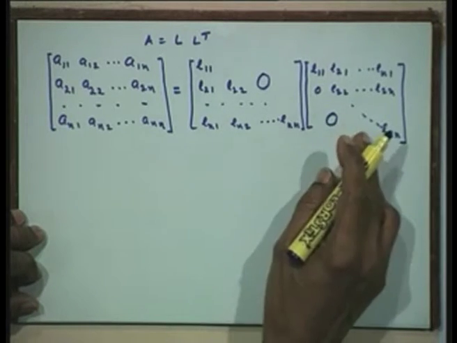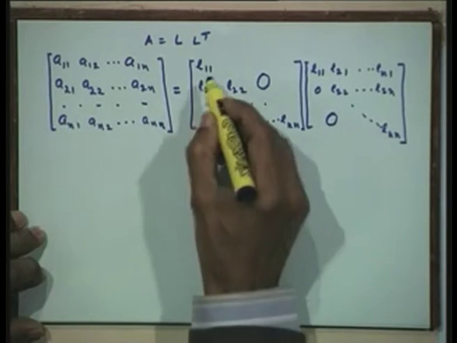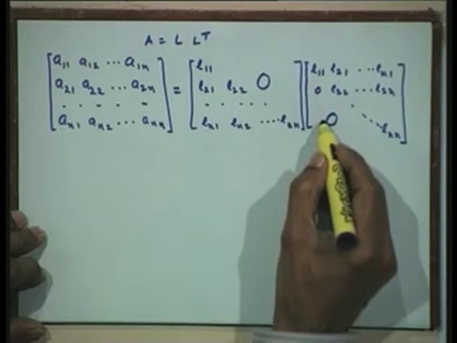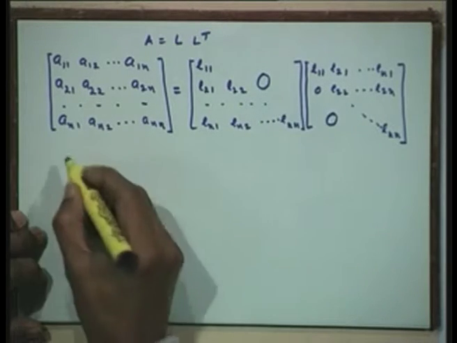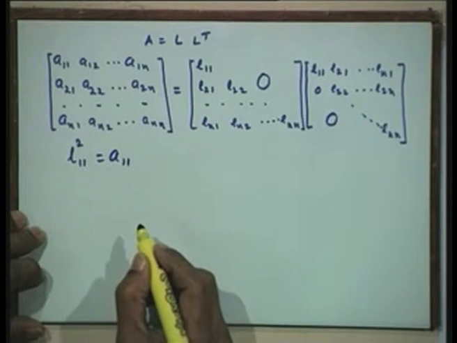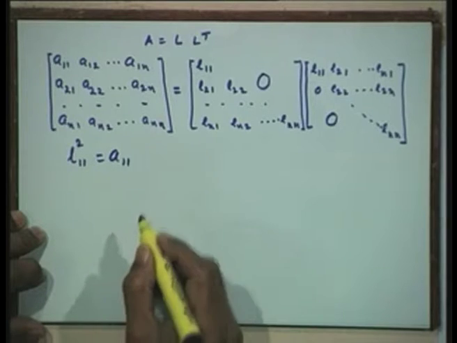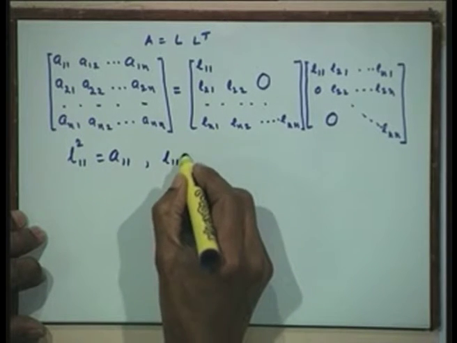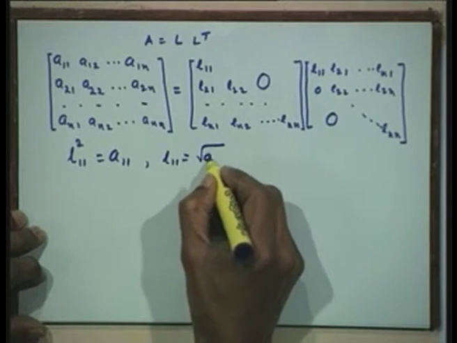Now, let us multiply it and then compare the coefficients. If I take the first row and the first column, I will have L11 square. So, what I have here is L11 square is equal to A11. Therefore, L11 is equal to square root of A11.